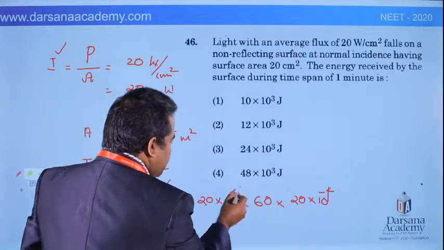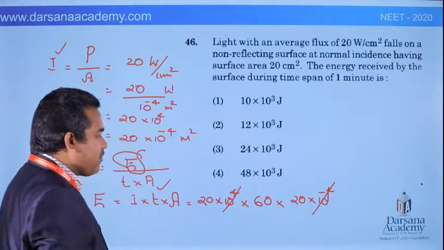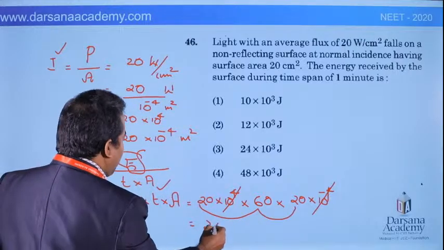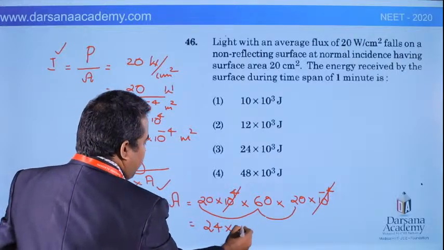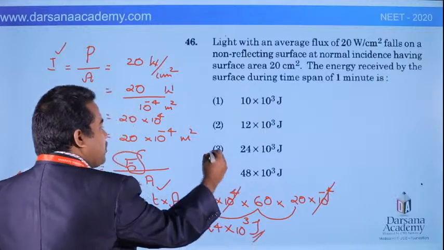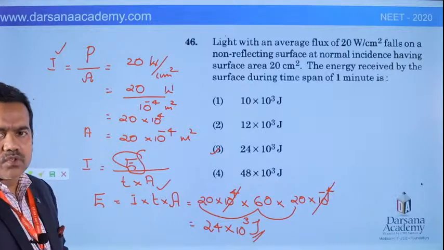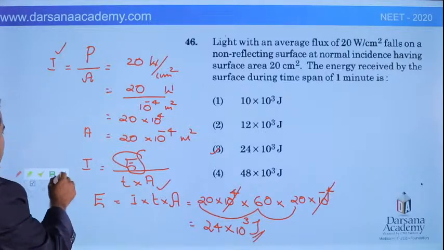Here the powers of 10 cancel. Then 2 into 6, 12, into 2, that is equal to 24 into 10 to the power of 3 joule. So we can quote the answer as the third one. A good question from electromagnetic waves. So we can move with the next one.